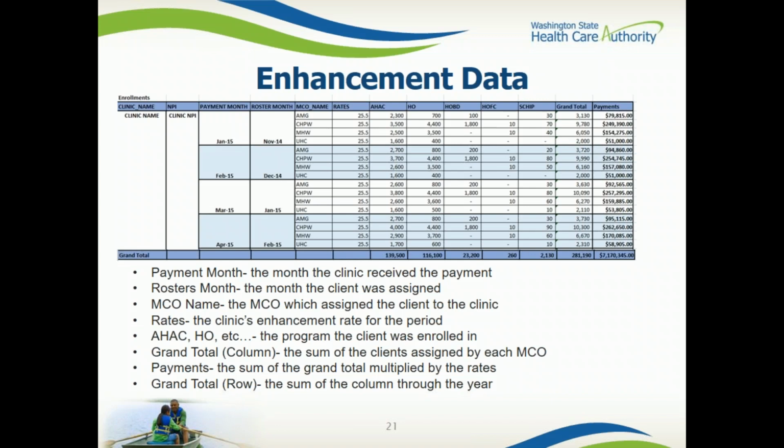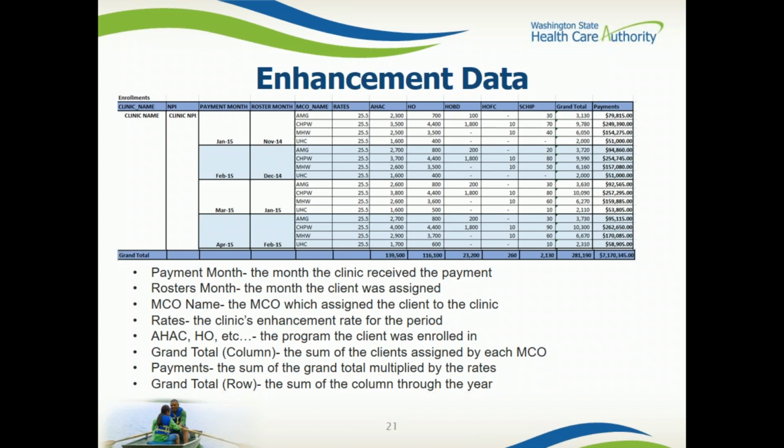So looking at AMG, there were 2,000 AHAC clients. You look all the way to the right under the grand total column, and you'll see that we've added up all of the program enrollees to a grand total of 3,100 clients. You multiply that number by the 25.50, and you're going to get a payment total that the clinic has received from AmeriGroup for the month of January.